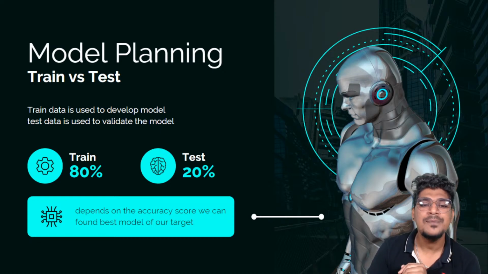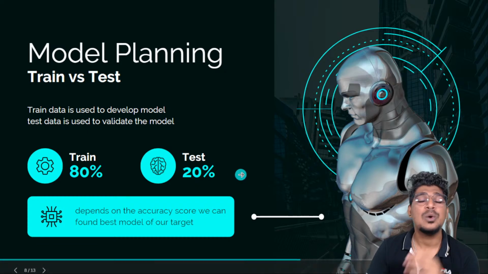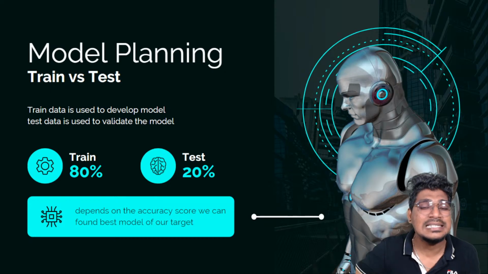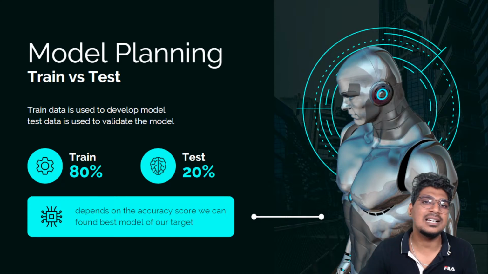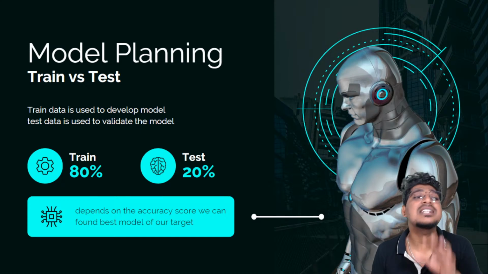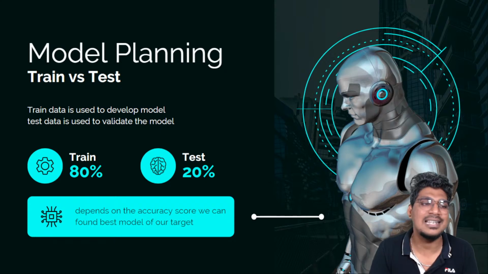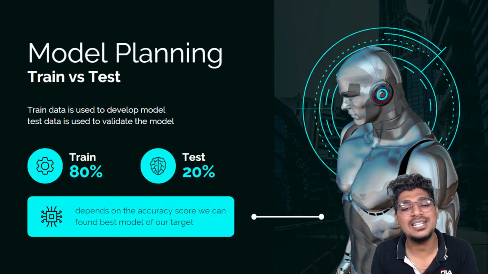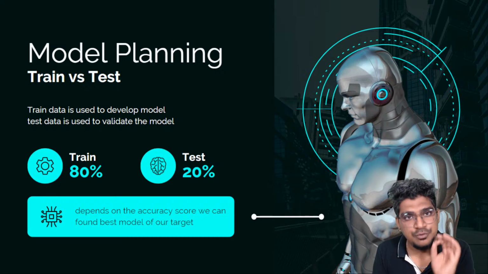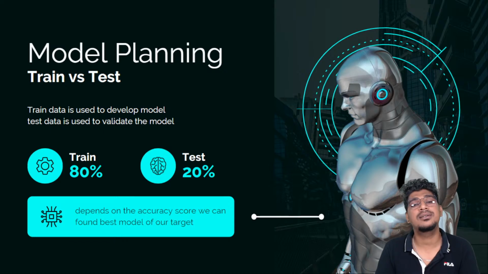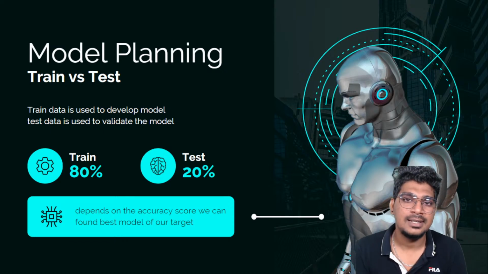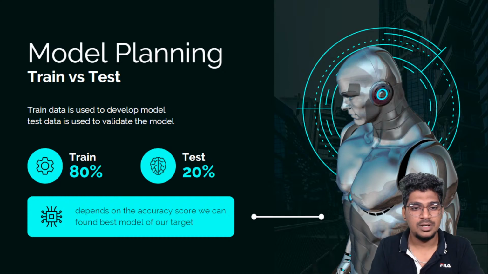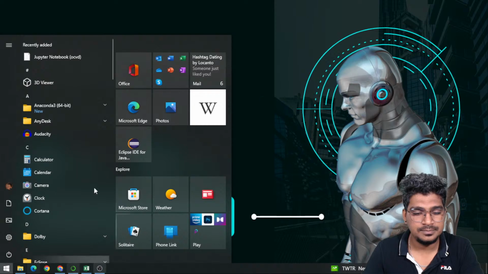What is the meaning of the train percentage and test percentage? Once you split the data for testing and training and mention the test size, 0.2 for example, that is the test percentage, and the remaining is the training percentage. I will explain in the code, then you can understand easily. Depending on the accuracy score, you can find the best model for our particular target. That is the model planning.